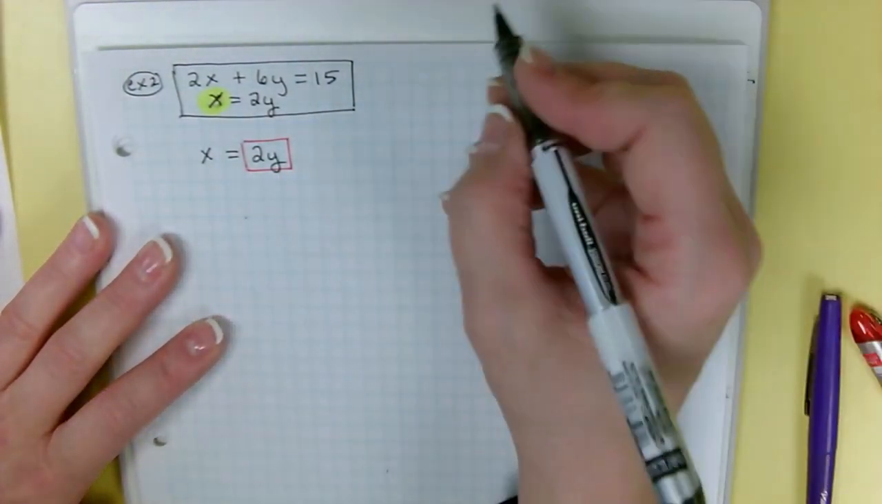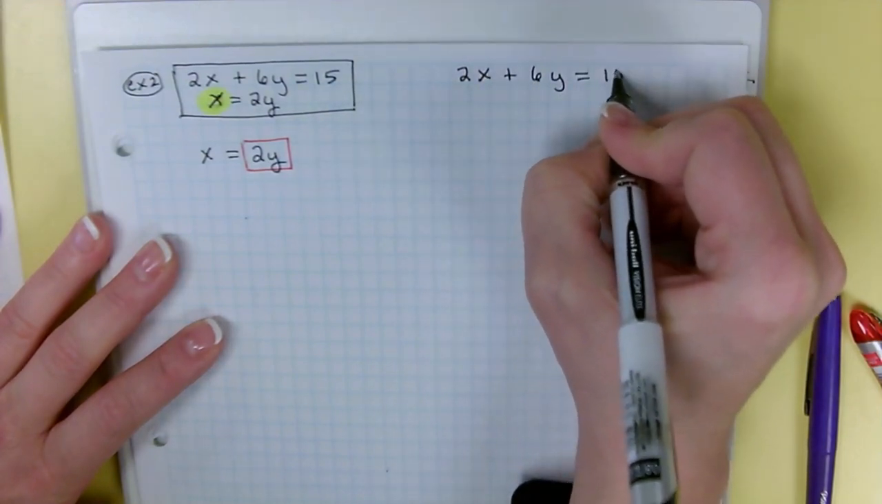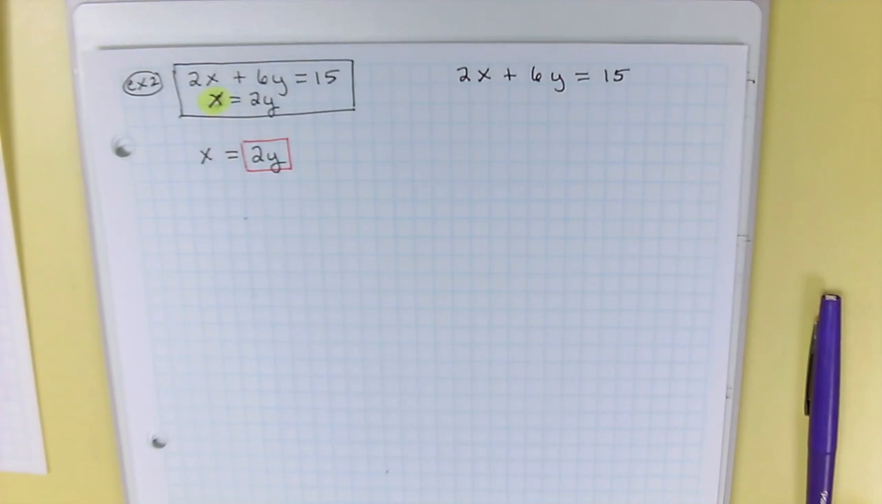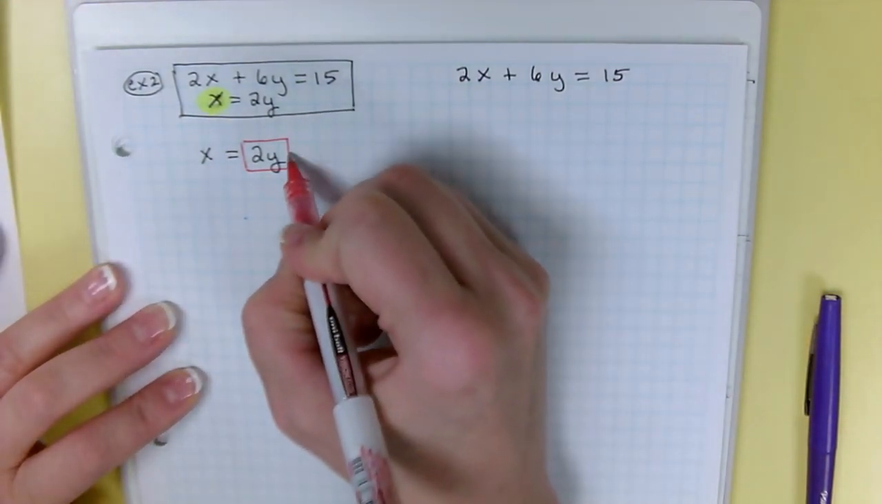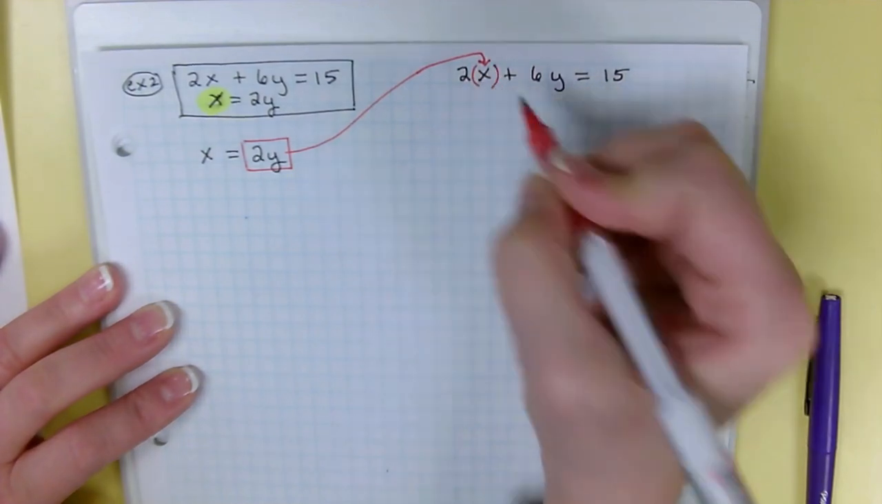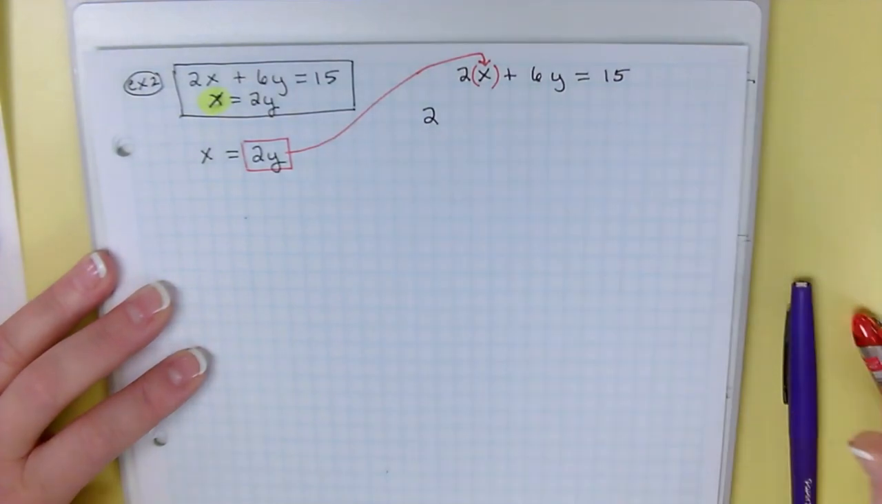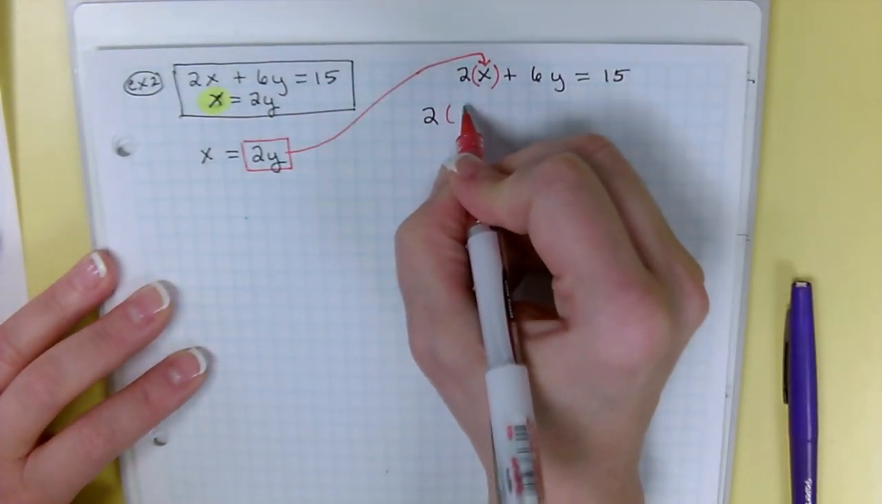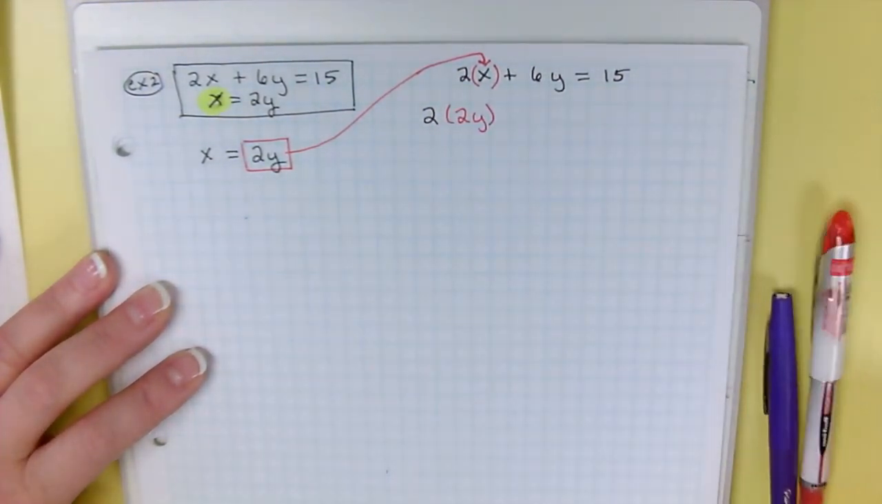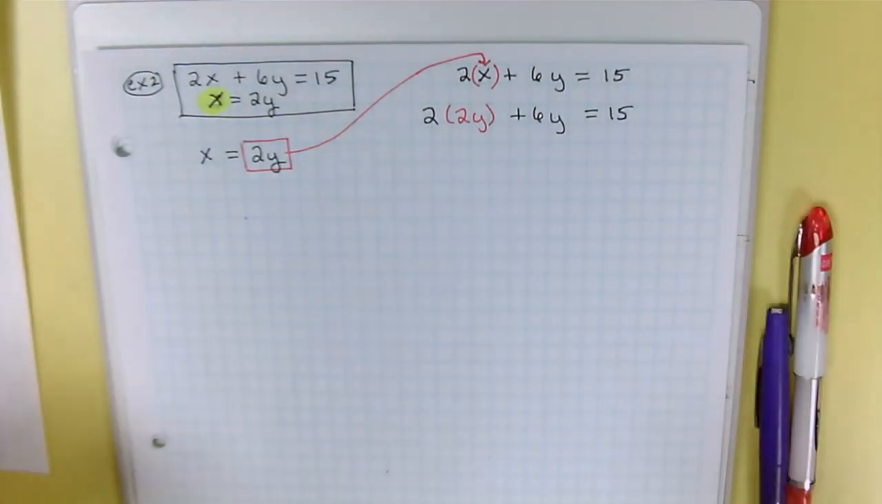Okay, now write the other equation on the right. 2x plus 6y equals 15. Now, in the beginning, I'm actually going to have you draw the arrows because it's really important that your brain picks up that substitution pattern. And by drawing the arrow, you're actually helping your visual brain memorize. So we're going to replace that x. Okay, so we've got 2, and then use your parentheses, replace the x with a 2y plus 6y equals 15.